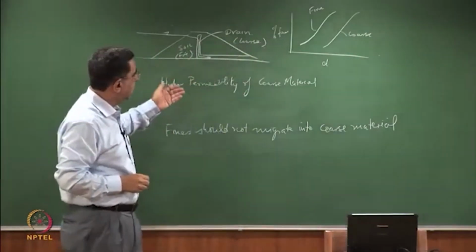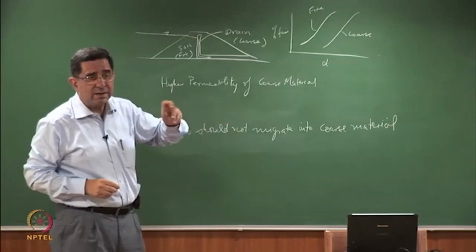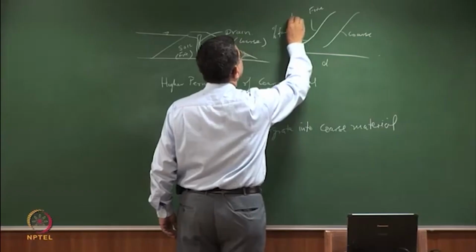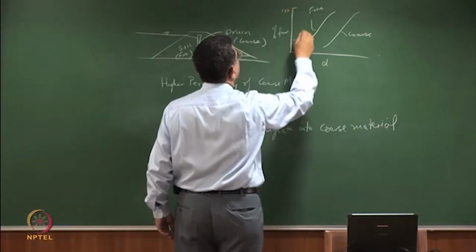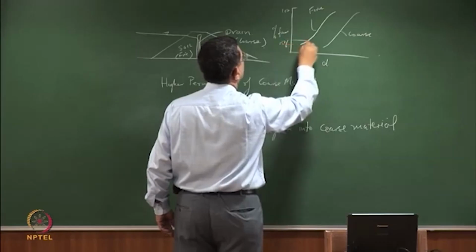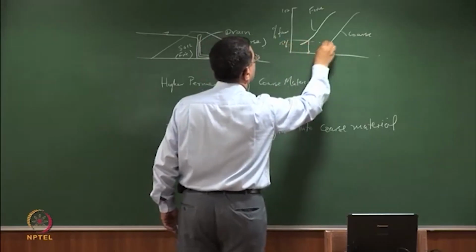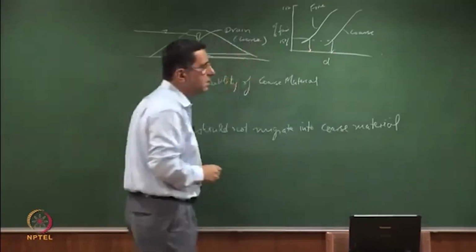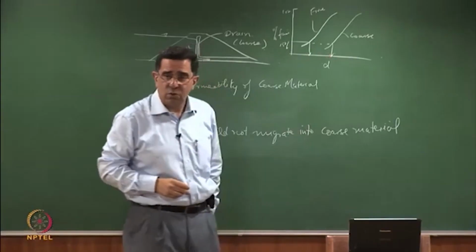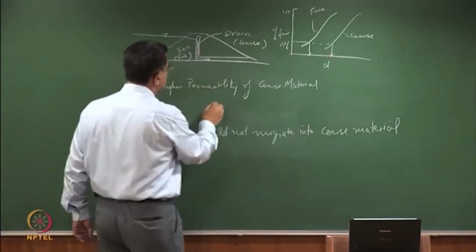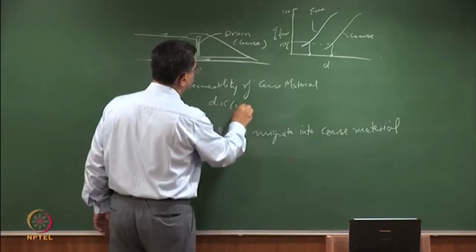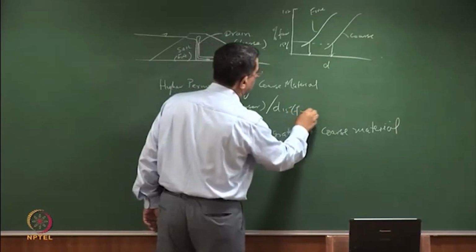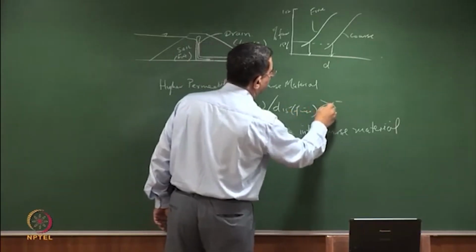So for the permeability to be higher, the criteria requires that D15, if I take this 15%, let us say this is 100%. So this is D15 of the finer material and this is D15 of the coarser material. So the requirement is D15 of the coarser material to D15 of the finer material should be greater than or equal to 5.